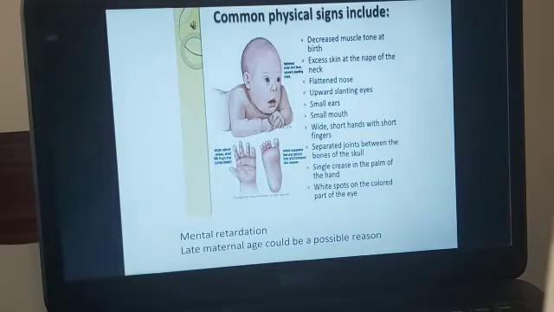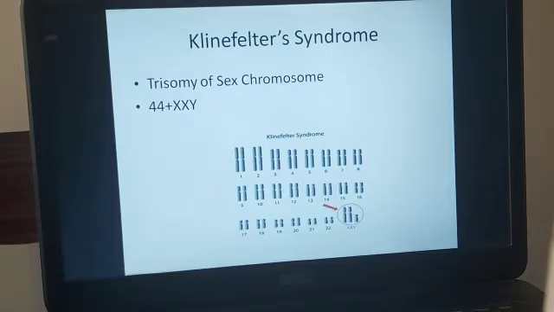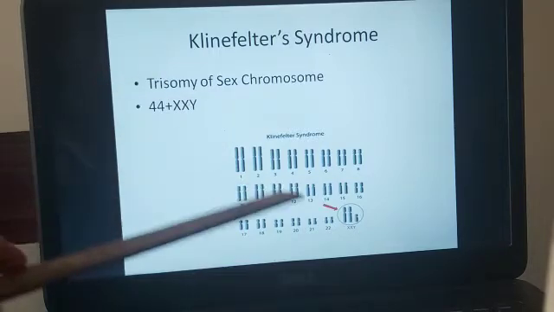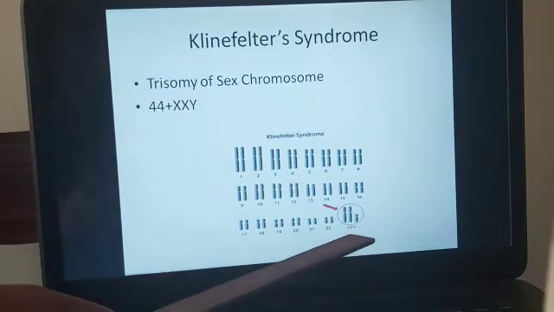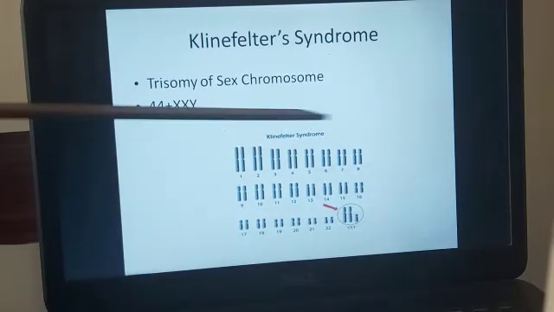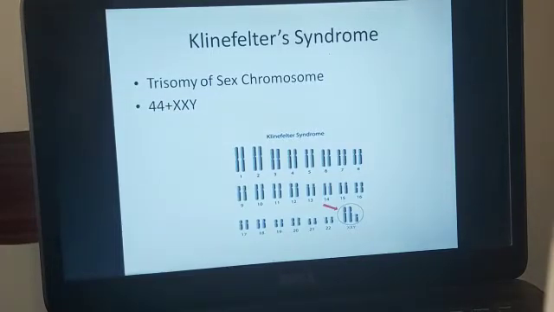So as the mother's age increases, there is more possibility of she giving birth to a child with Down syndrome symptoms. Now the next disease is Klinefelter syndrome. Now here there is trisomy of sex chromosomes. So here you can see that the sex chromosomes are 2 X chromosomes and 1 Y chromosome. So these individuals are male, but they show the qualities or characteristics of the female. So here these are designated by 44 plus XXY chromosomes.